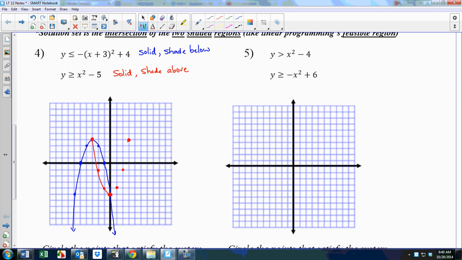10, 11, 12, 13, 14, 15. I think 16 almost fits, so I'll go ahead and put it up here. 16 is just the right 4 up 16. It almost fits on the picture.